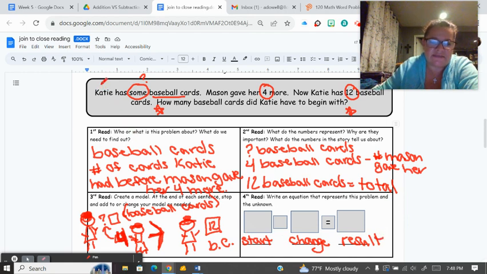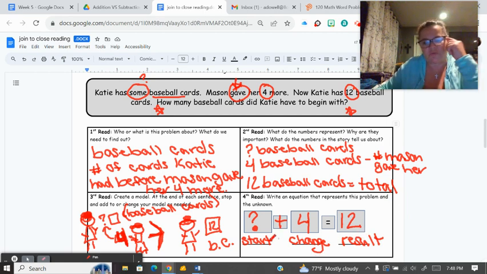Let's think. My start is that Katie has some baseball cards. I do not know how many she starts with. But Mason gave her 4 more. So that's what changed. That's the situation that changed. I know I'm adding here because he gives her 4 more. That word give is my clue to say that we're adding here. Now Katie has 12 baseball cards. All right, so that's my result. That's my total. When I take how many she started with, how many she was given, now she has 12.